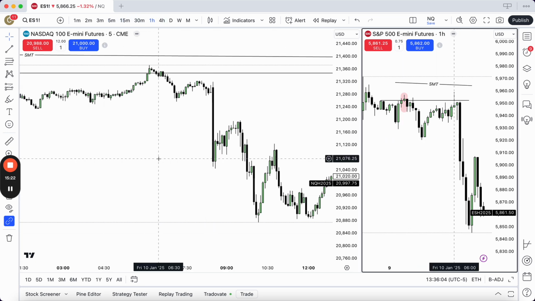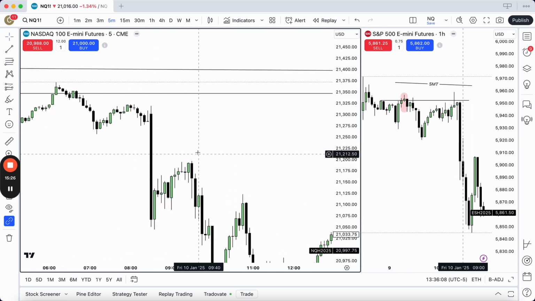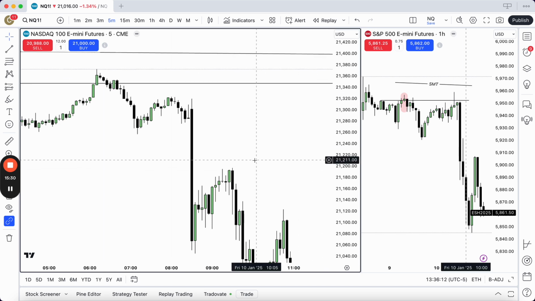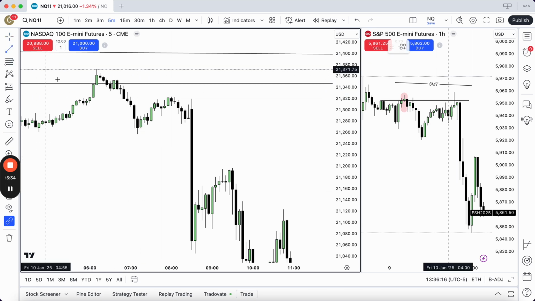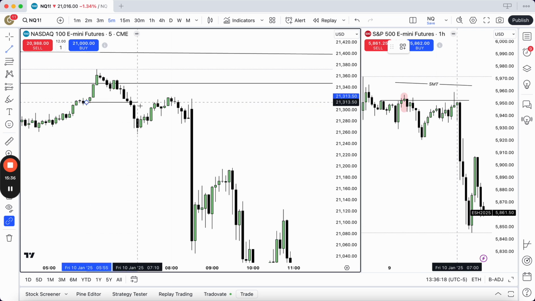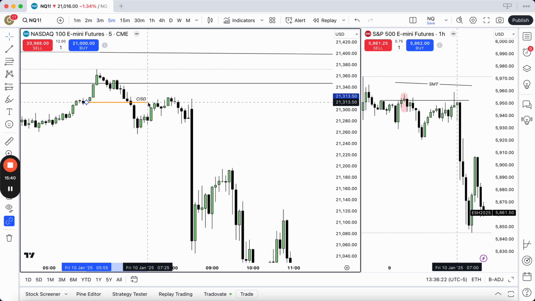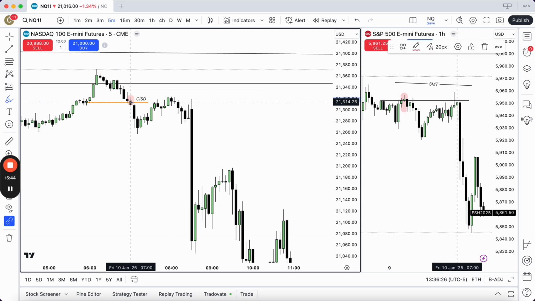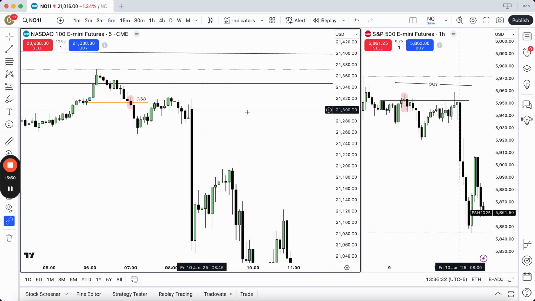So what is a change in state of delivery? For a bearish change in state of delivery to be valid, we need a candle closure under the series of up-close candles that swept highs. This is that high. This is the series of up-close candles that swept highs. So this would be our change in state of delivery level. We confirmed that change in state of delivery with this candle right here because this was the candle that closed under that series of up-close candles that swept highs. You see what I'm talking about here?